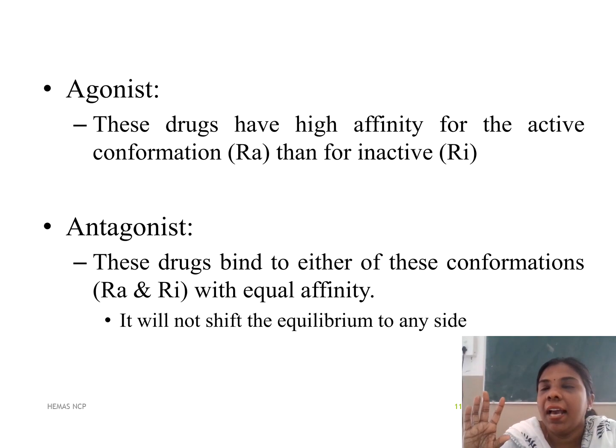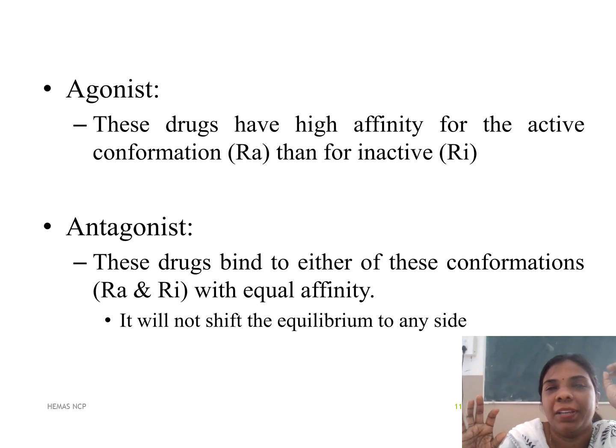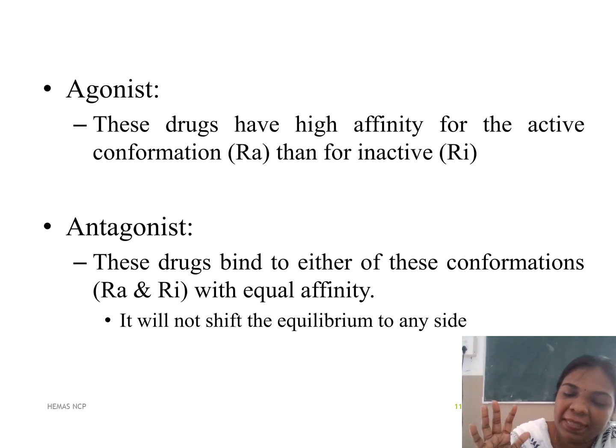So agonist and antagonist. Agonist means a receptor drug having high affinity for the active conformation, and that will produce a pharmacological action. Antagonist means this drug binds to this conformation. That means they will bind to the receptor but do not produce any kind of pharmacological action. That means antagonist is just the opposite of an agonist.